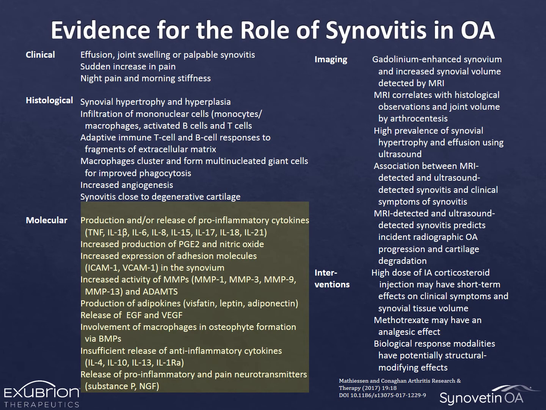Several levels of evidence actually validate the role of synovitis in osteoarthritis, and a couple of those classifications are noted here in this slide. That includes clinical observations, histologic findings, molecular responses, and herein again we see a milieu of inflammatory mediators and cytokines. Also, imaging supports the role of synovitis in osteoarthritis, as do interventional results from a variety of activities.